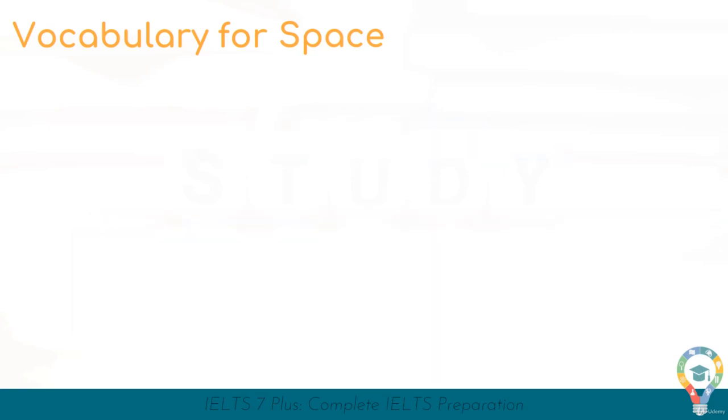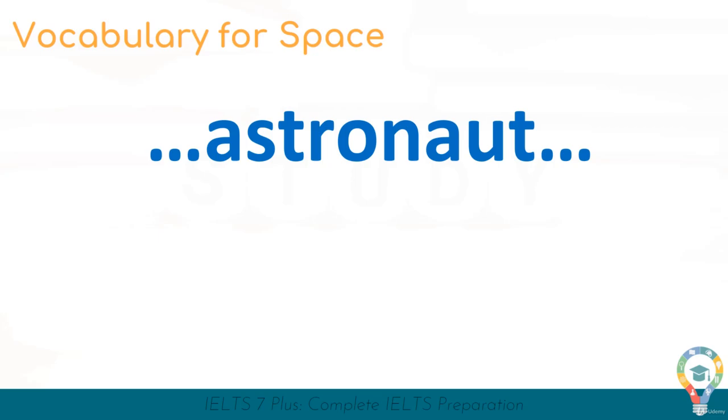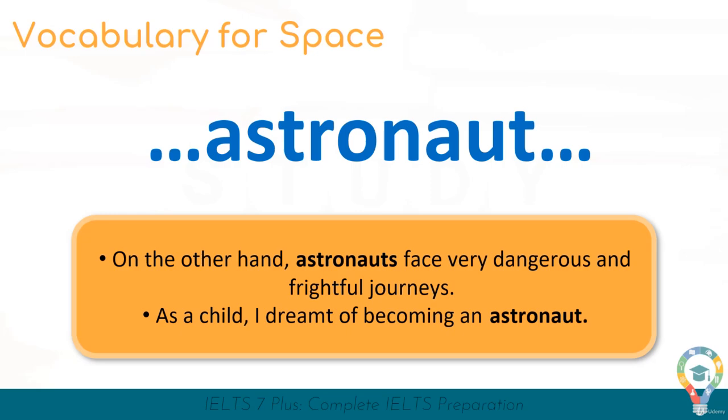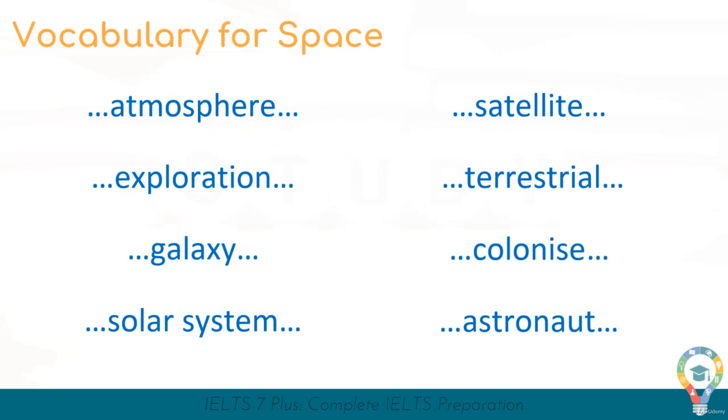And here we have astronaut. I'm sure most of you understand what this means, but for those who don't, an astronaut is a person who goes to space. On the other hand, astronauts face very dangerous and frightful journeys. That sounds very similar to an IELTS writing part 2 sentence. As a child, I dreamt of becoming an astronaut. So that's our whole list of 8 essential phrases and pieces of vocabulary around the topic of space.